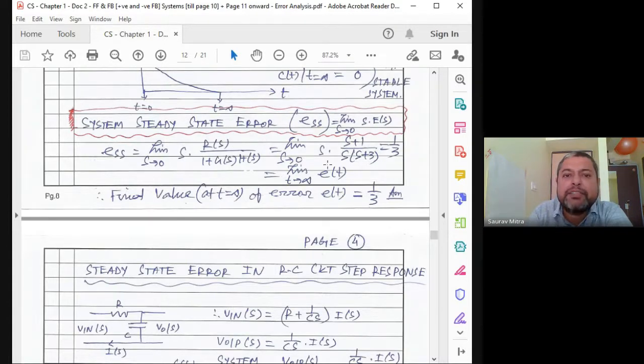So understand this small part. I will stop here with this numerical. So limit s tends to 0, s. So these are all formulas.